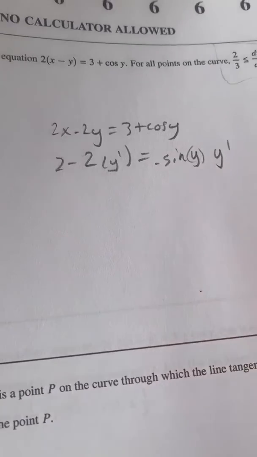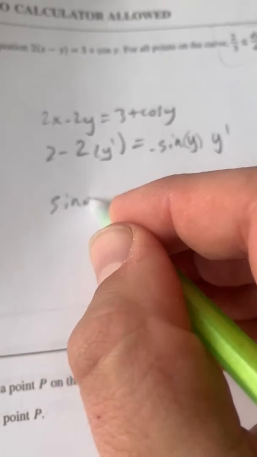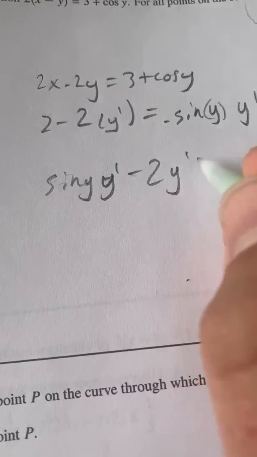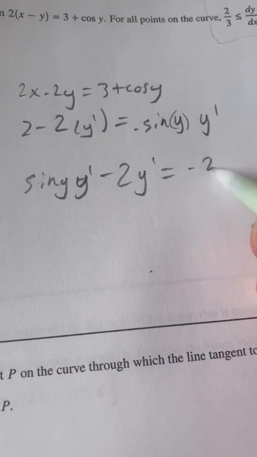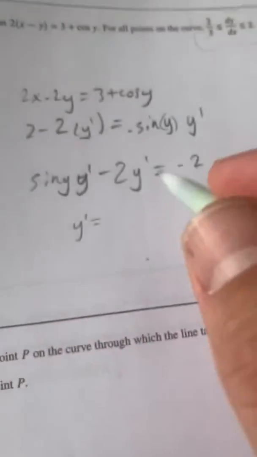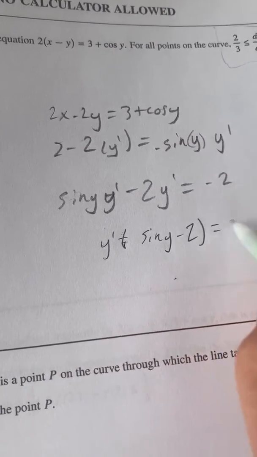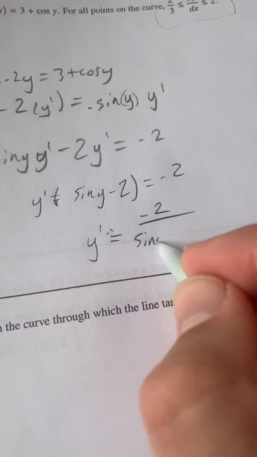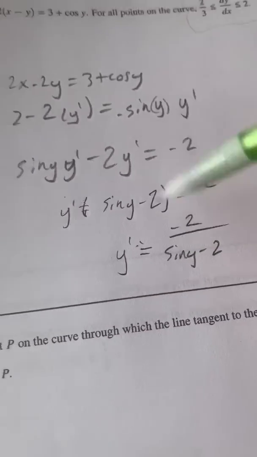another y prime. Need to get the y primes on the same side, so I'm going to bring this term over here. So I'll go sine of y, y prime minus 2y prime equals negative 2. And then I'll factor a y prime out. So I've got y prime times sine of y minus 2 equals negative 2. I divide and I get y prime equals negative 2 over sine of y minus 2. That's the exact same answer as here. They just flip the sign. So just multiply top and bottom by negative 1.